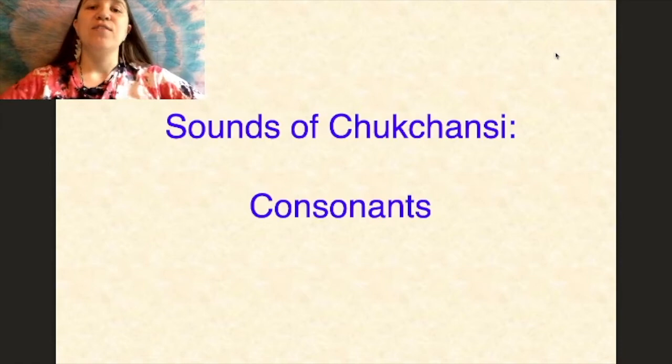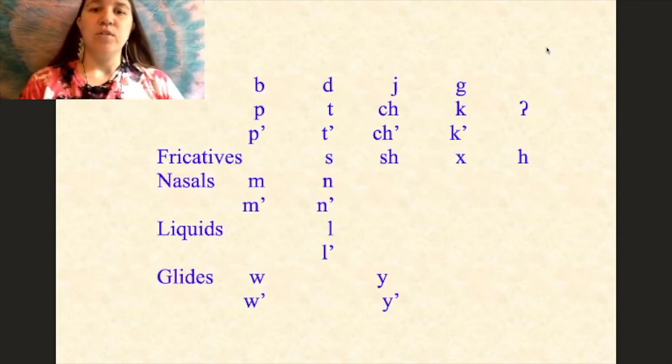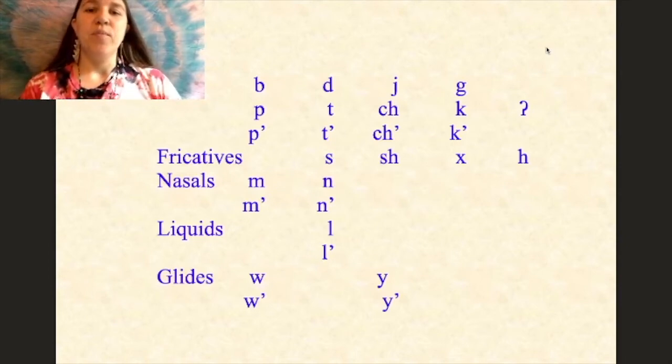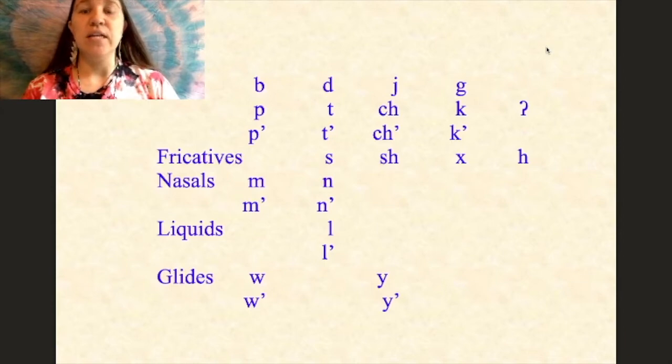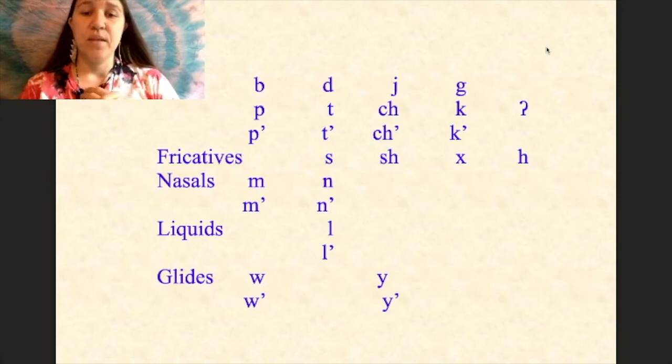Okay, so for today's video we're going to go over the sounds of our consonants. You may notice just from looking over these that we don't have all of the same consonants that there are in English. We don't have the sound for the Z, we don't have R's, and we don't have F's as well.